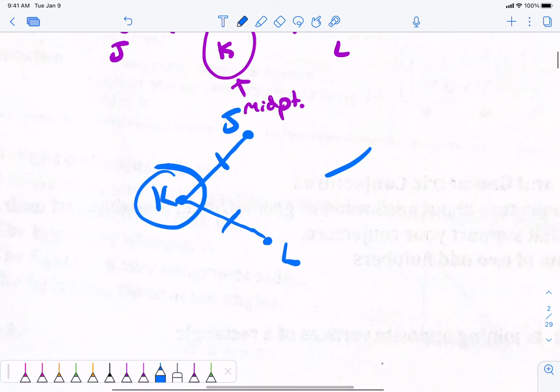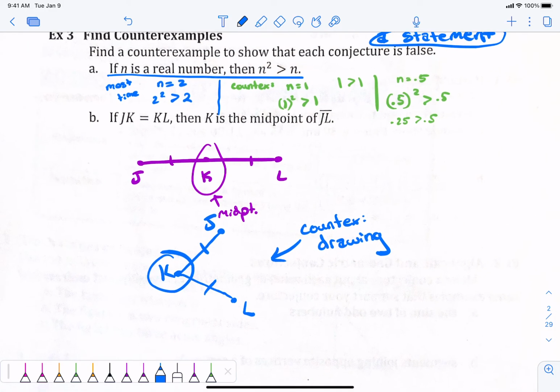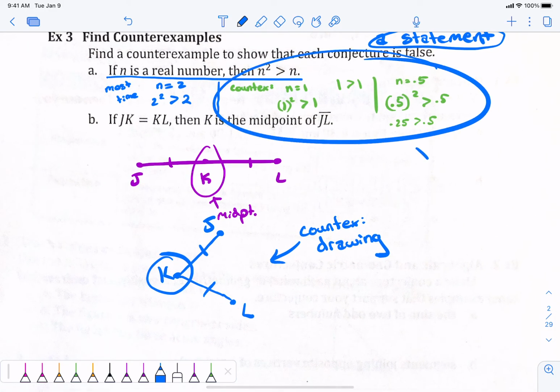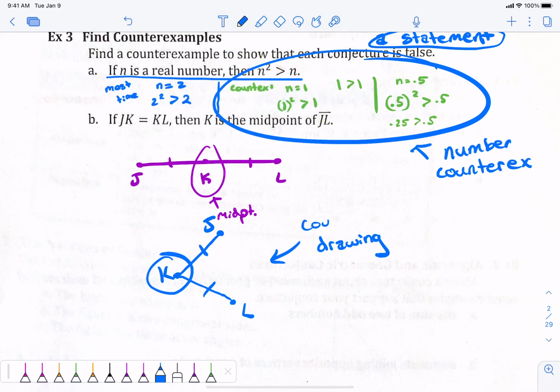So this is an example of a counterexample that is a drawing. Okay, that's a drawing counterexample. This one was an example of a number counterexample. Does that make sense? A counterexample that's a drawing, a counterexample that's a number. Okay, any of those will work. Happy with that? Yep.